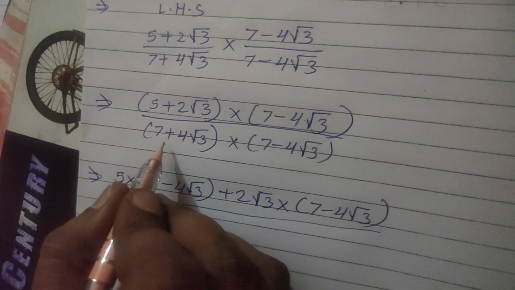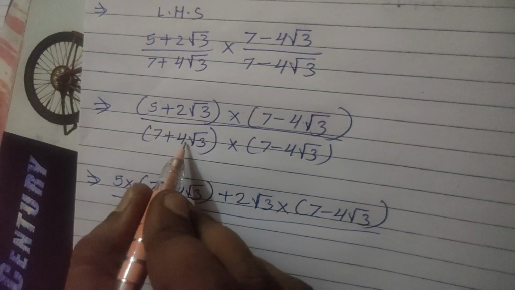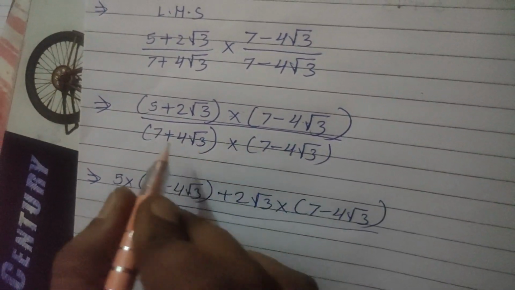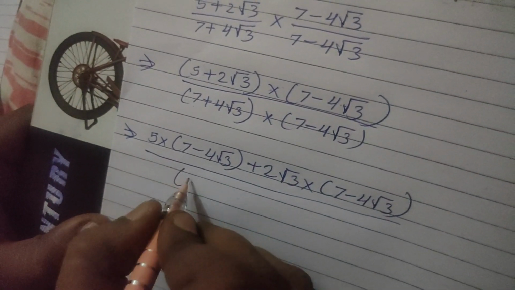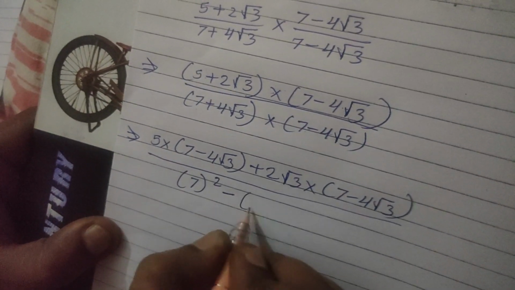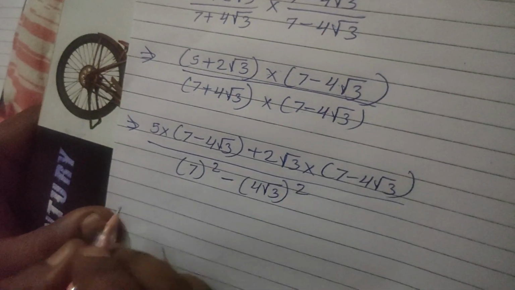And here in the denominator you see the terms are the same, 7 and 7, 4 root 3 and 4 root 3. So here we can use the third identity, a plus b into a minus b. It will be a square, that is 7 square, because a is 7, minus b square, b is 4 root 3, so its whole square.